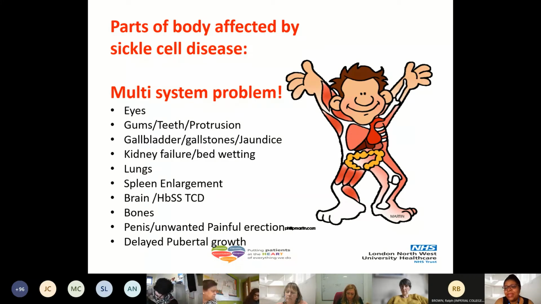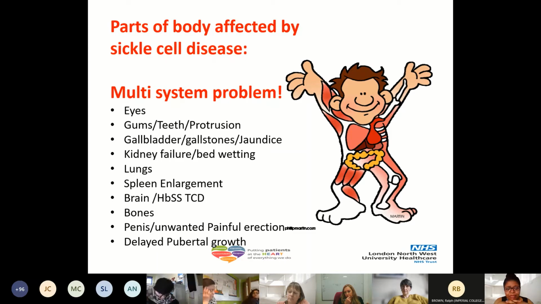Okay, so the brain. That can be affected by sickling also, and later on in the presentation I'll show you a picture of how it can affect the brain. The sickling can cause narrowing in the vessels of the brain, and that can lead to stroke, at any age really.